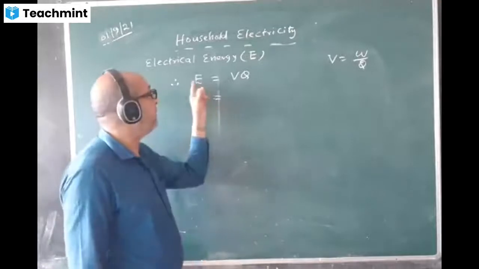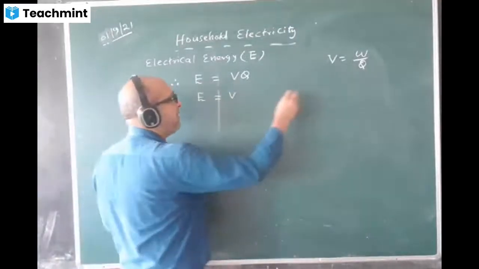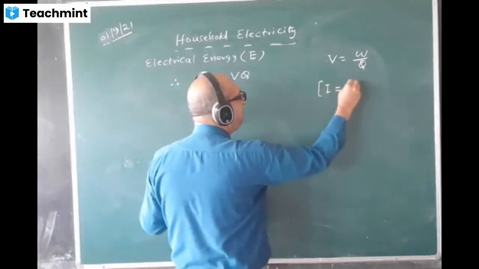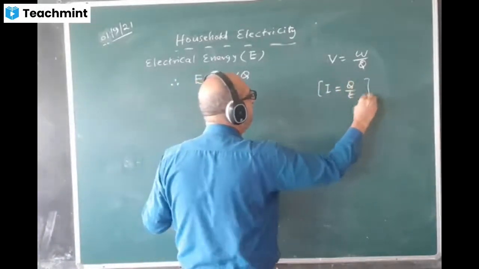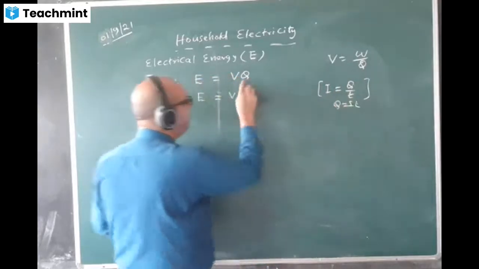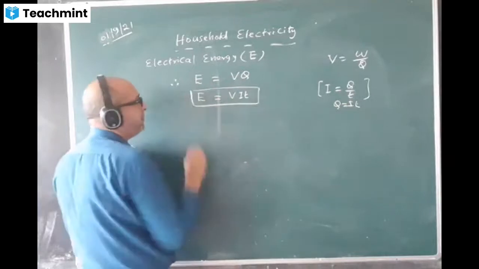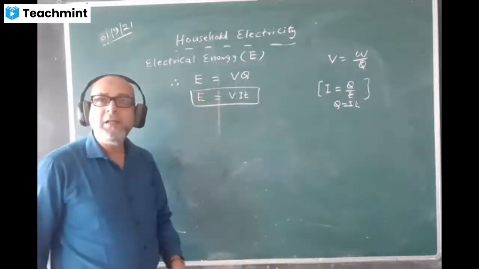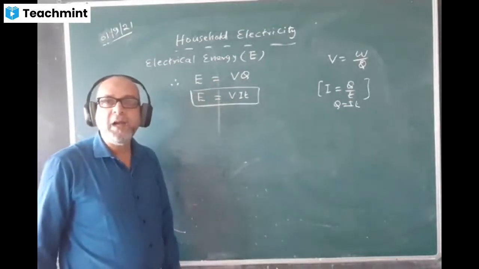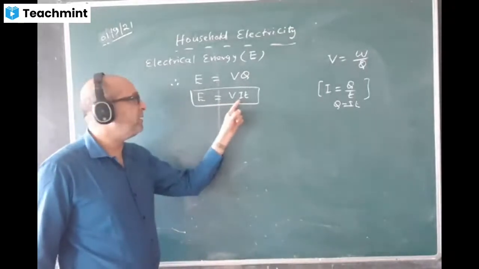Write down the electrical energy formula, we got V into Q. Keep V as it is, and we know the formula current I is equal to charge upon time. Therefore, the Q value will come by cross multiplying, IT. Instead of Q, I put IT. So this is the formula of electrical energy: E equals VIT. What is V? Voltage or potential difference. I is current and T is time.